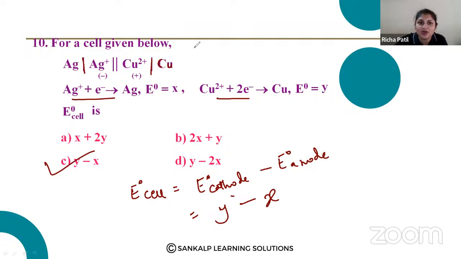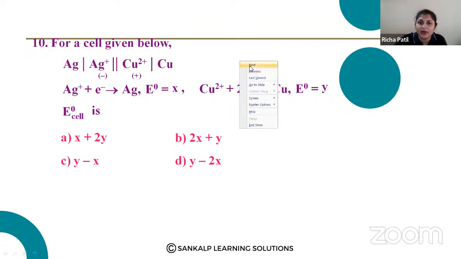I hope you have understood. So how do you calculate E naught of the cell? E naught of the cell is calculated by E naught of cathode minus E naught of anode. This is the way you're going to calculate the E naught. Here they have given it in general. If there are some values, you just have to substitute the values and get the answer.